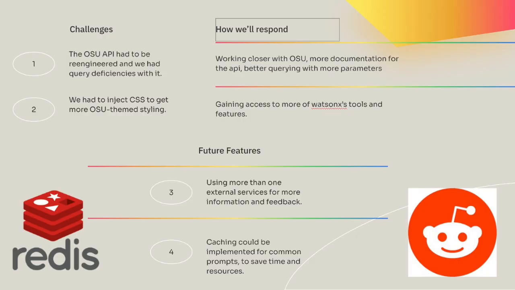For our first challenge, the OSU API had to be re-engineered, and we had query deficiencies with it. So in the future, we'd like to work closer with OSU and get more documentation for their API, so we can get better querying and more parameters. We had to inject CSS into our website because we borrowed the watsonx front end as well. So we had to limit ourselves on how Buckeye themed we could make the front end. Gaining access to more of watsonx's tools and features that we left the free tier would allow us to do this. For a future feature, we'd like to use more than one external service, such as Reddit perhaps, for more student information and feedback. We could also implement caching for the OSU API to not constrain our resources too much and to save on time for common prompts.